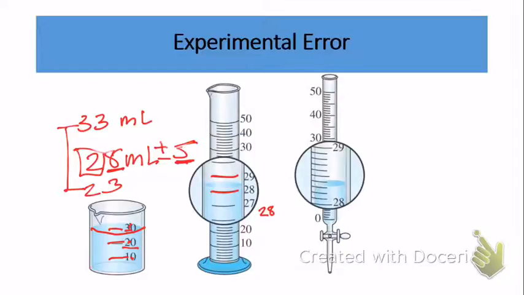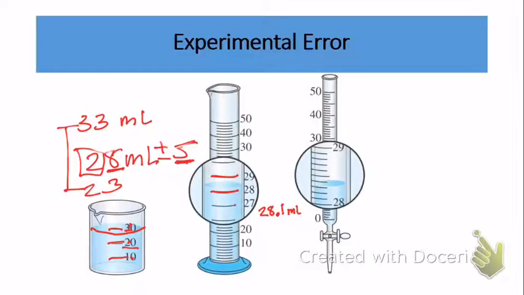And since we're going up by ones, I'm going to have to do a decimal for my estimation. So it will be 28.1 milliliters, okay? Now, since we're going up by ones, so we're 27, 28, 29, all right?